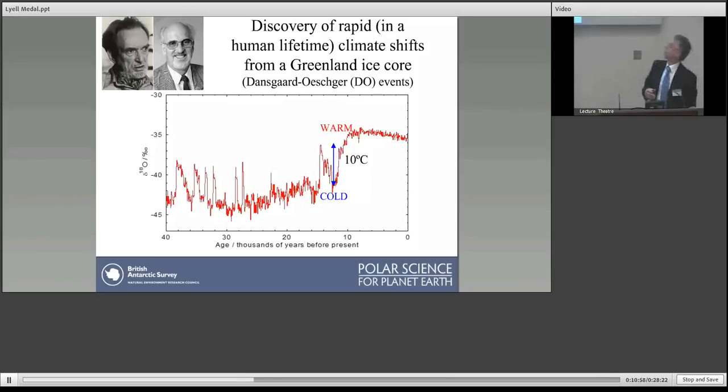The third example I want to give is very rapid climate changes. These are the Dansgaard-Oeschger events. For those of you who've heard of them, that's Willi Dansgaard and Hans Oeschger.